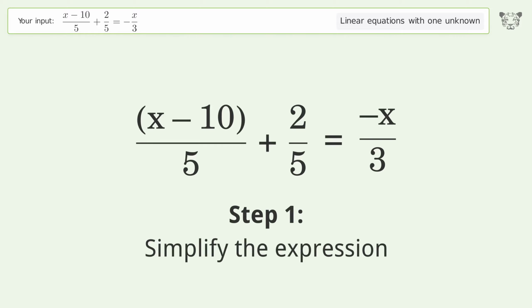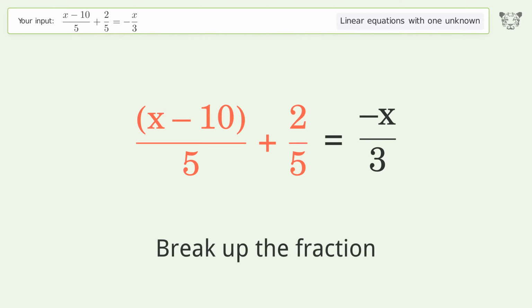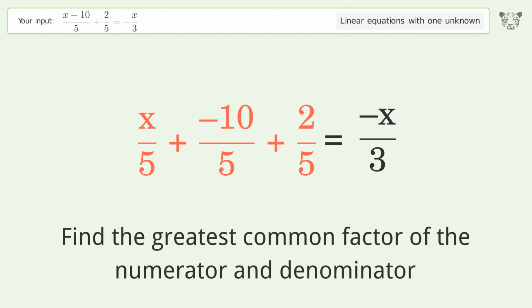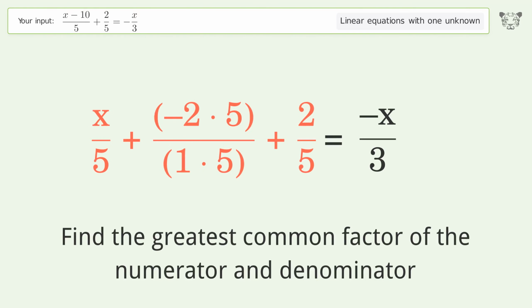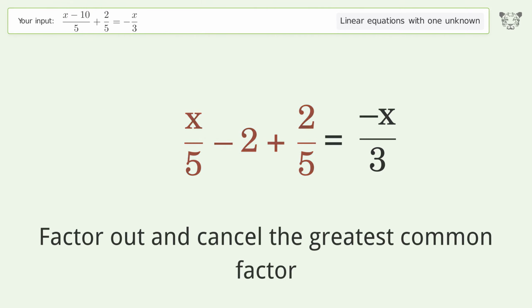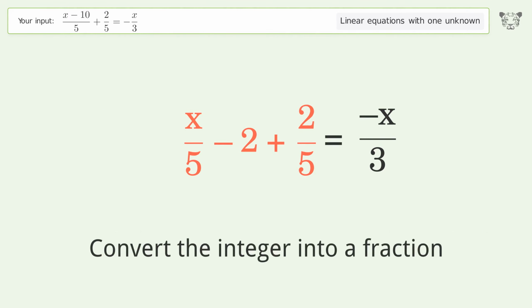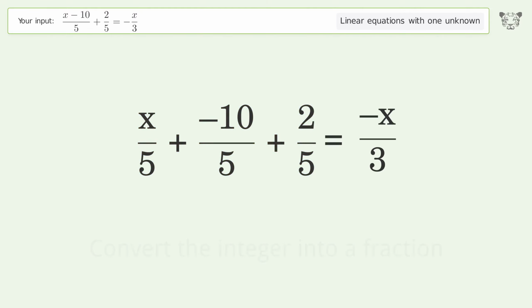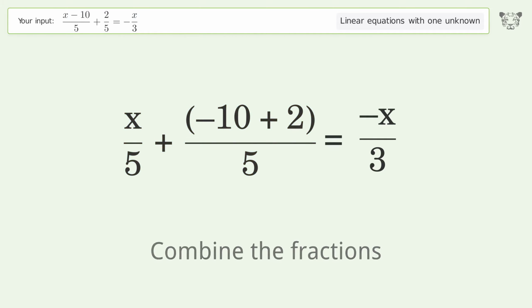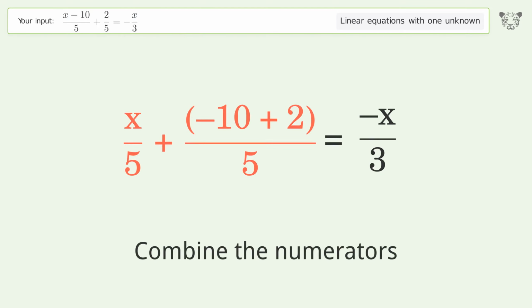Simplify the expression. Break up the fraction. Find the greatest common factor of the numerator and denominator. Factor out and cancel the greatest common factor. Convert the integer into a fraction. Combine the fractions. Combine the numerators.